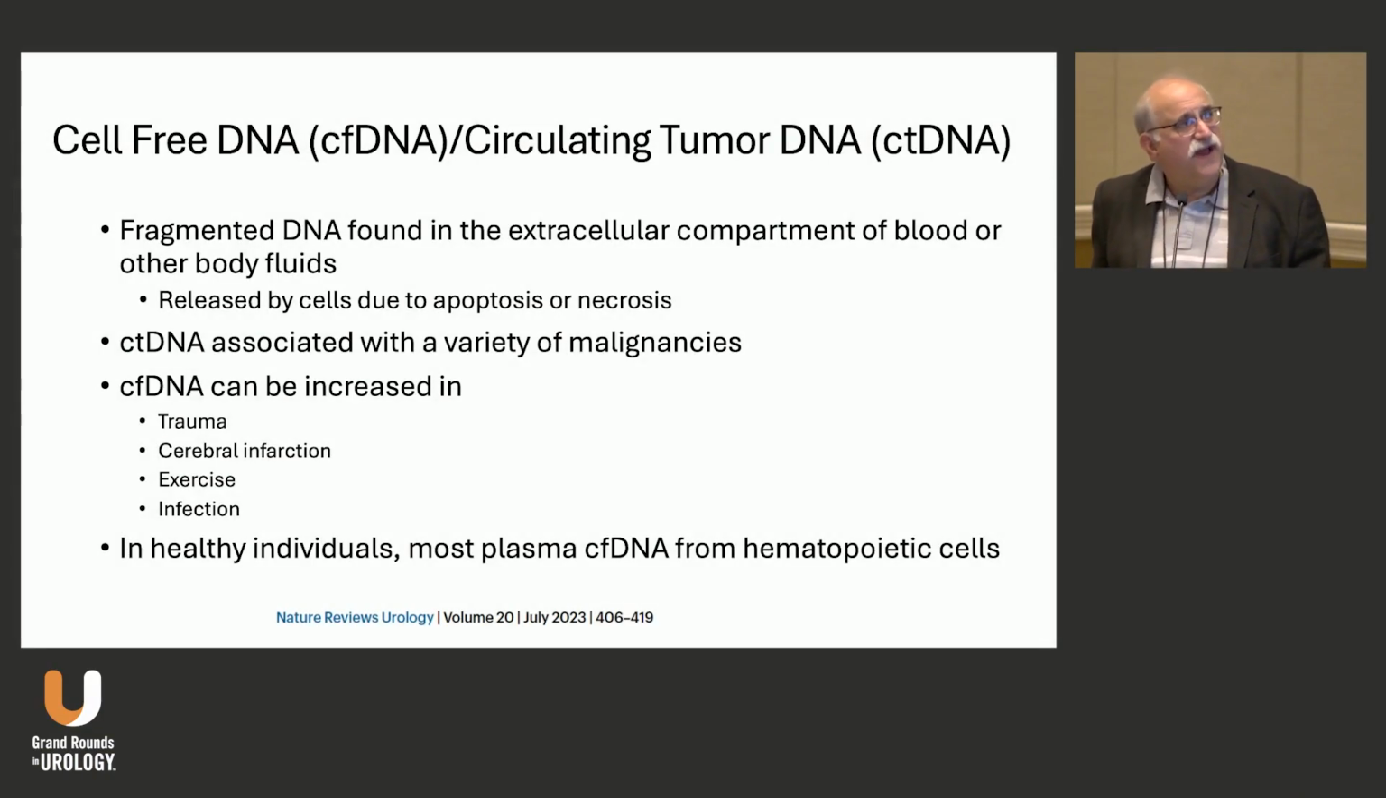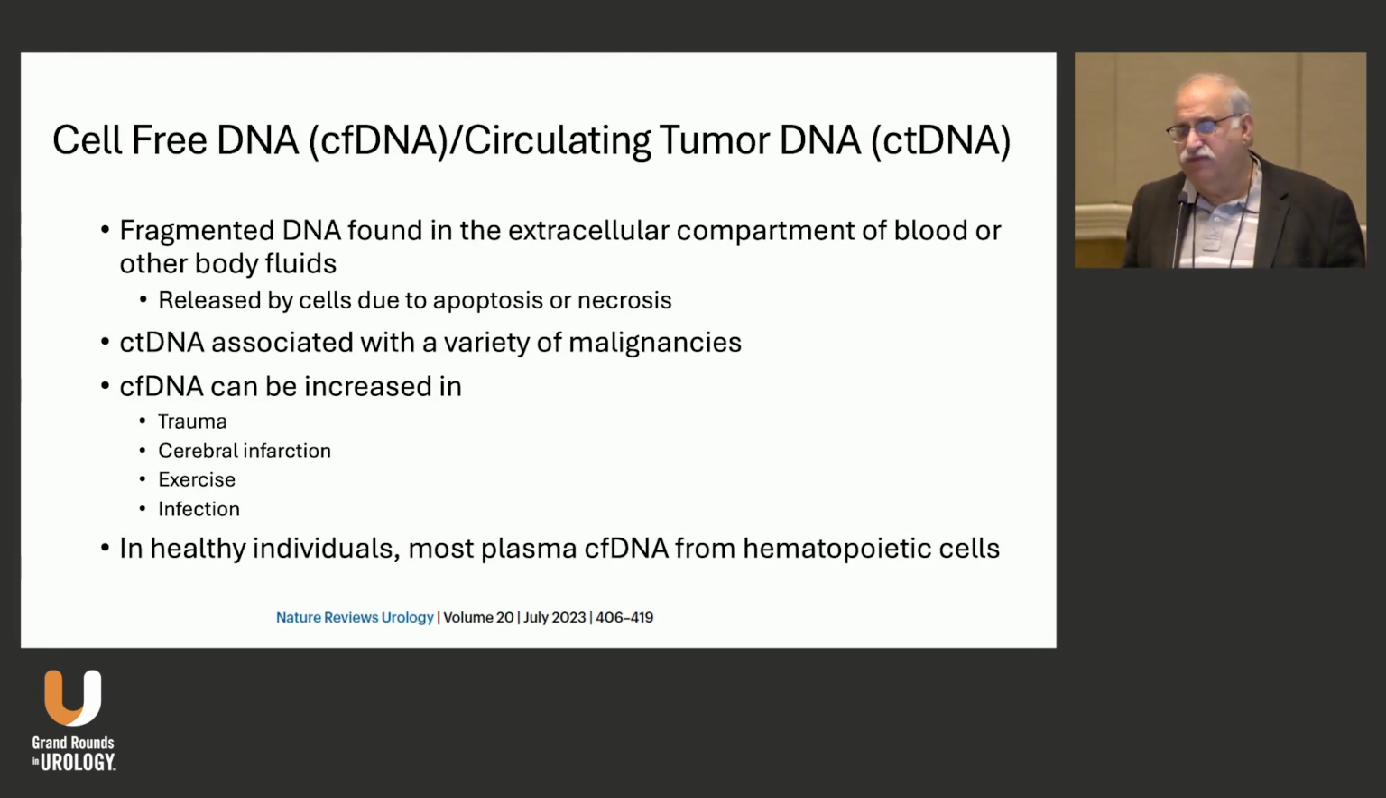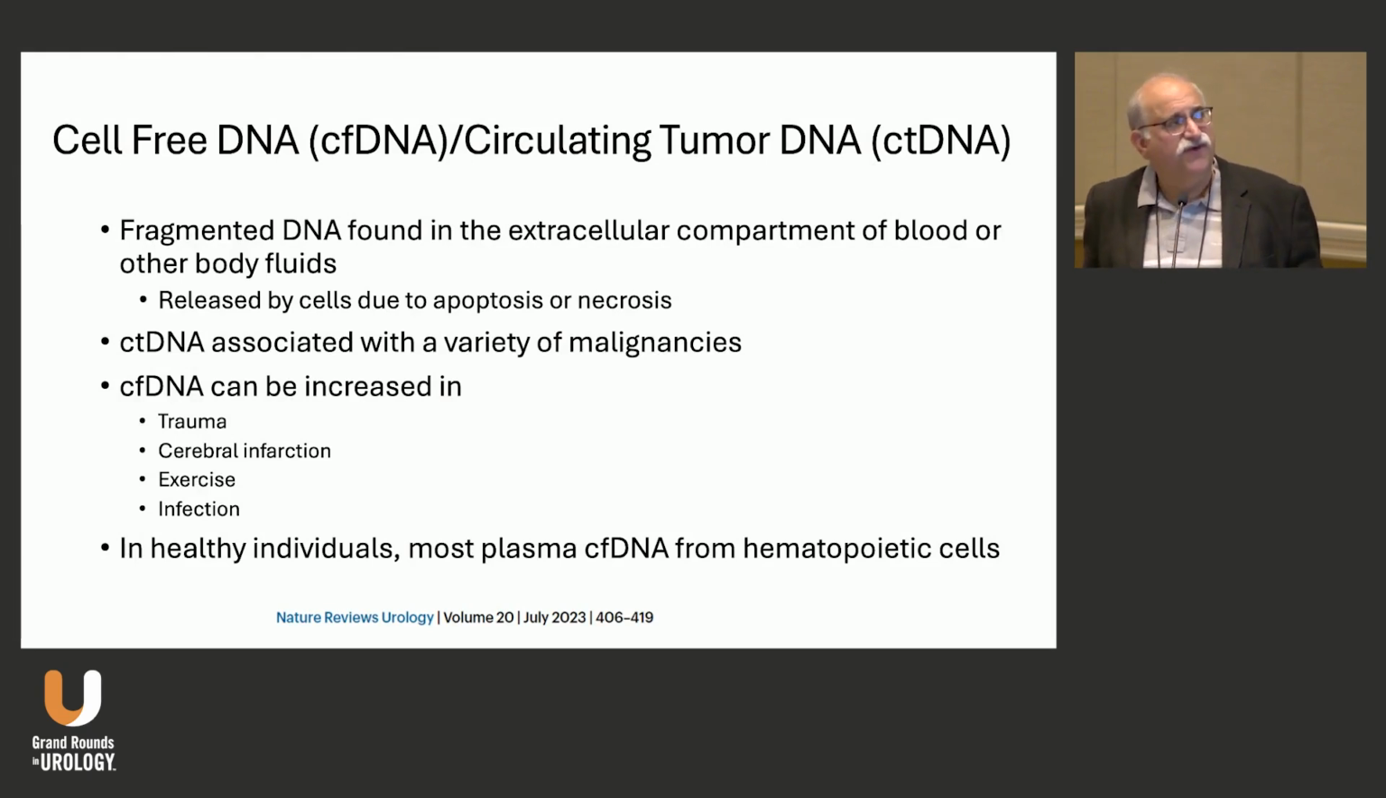Before we get into the weeds a little bit, cell-free DNA and circulating tumor DNA are two different species that we have in the blood. You get fragments of DNA found in all extracellular fluid compartments in blood, urine, all sorts of body fluids, and they're usually released by cells due to apoptosis or by necrosis.